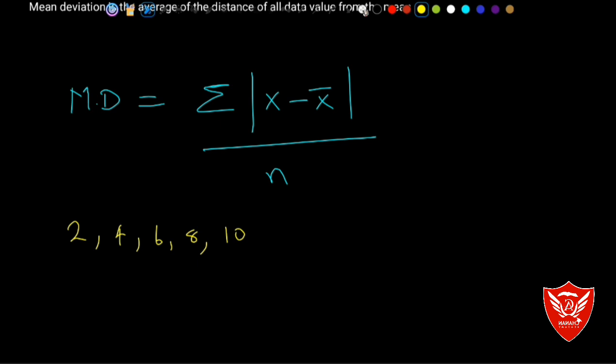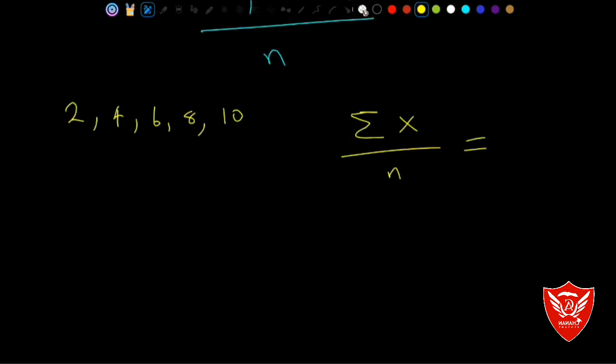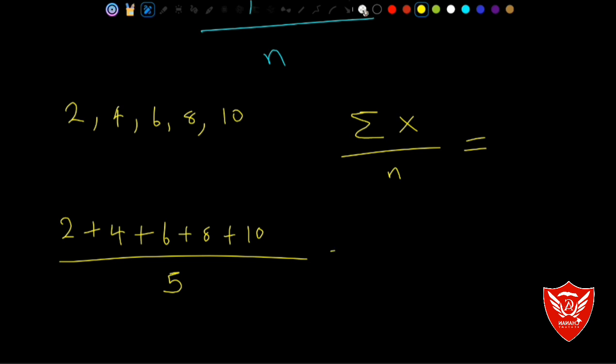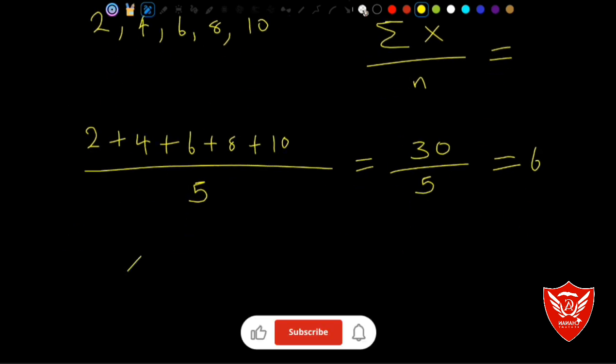Now, for us to find the mean deviation, first we need to find the mean, which is x bar. The mean is going to be the summation of the values all over n. The summation of 2, 4, 6, 8, 10 is 2 plus 4 plus 6 plus 8 plus 10, all over the total observations, which is 5. If you sum them, you're going to have 30 over 5, which is going to give us 6. And that means that our mean is equal to 6. Now let's go back up.